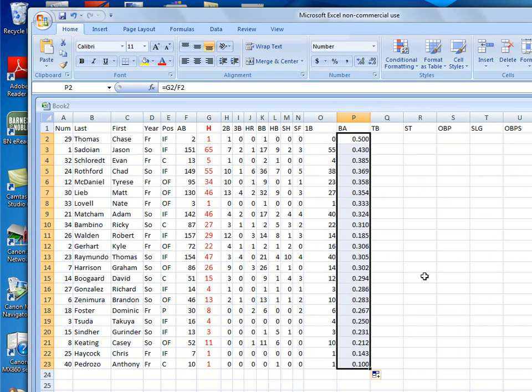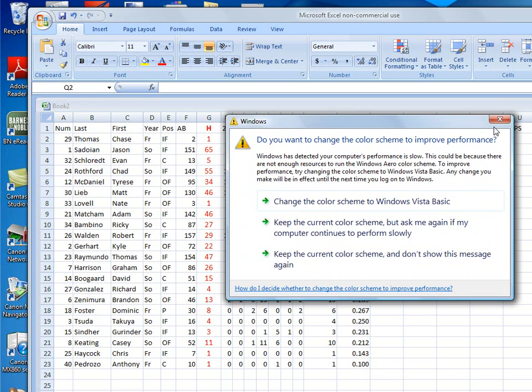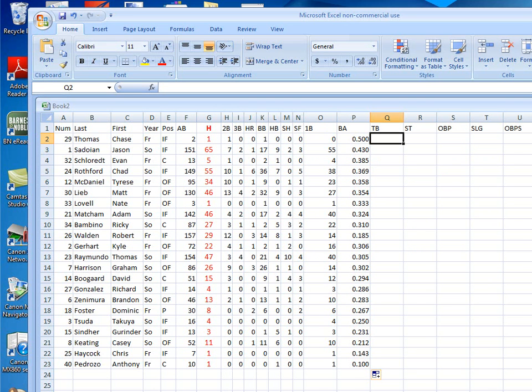Once it's formatted, then do your copy and paste. Save yourself some time. Alternatively, you could have copied and pasted the formula and then selected the entire column to format that. Okay, let's go on to total bases. This one is fairly long. The formula is equals 1B plus the quantity 2 times 2B plus the quantity 3 times 3B plus 4 times HR.